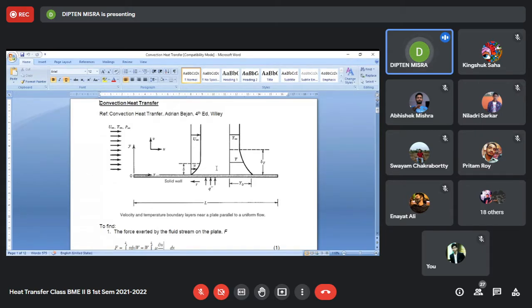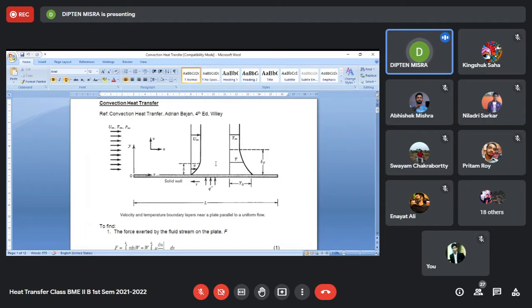If the solid is hotter than the fluid, then there will be convective heat transfer from the solid wall to the fluid, and if the fluid temperature is higher than the wall temperature, then the heat will be moving from the fluid towards the wall. Now either way, this transport of heat is by the mechanism of convection.